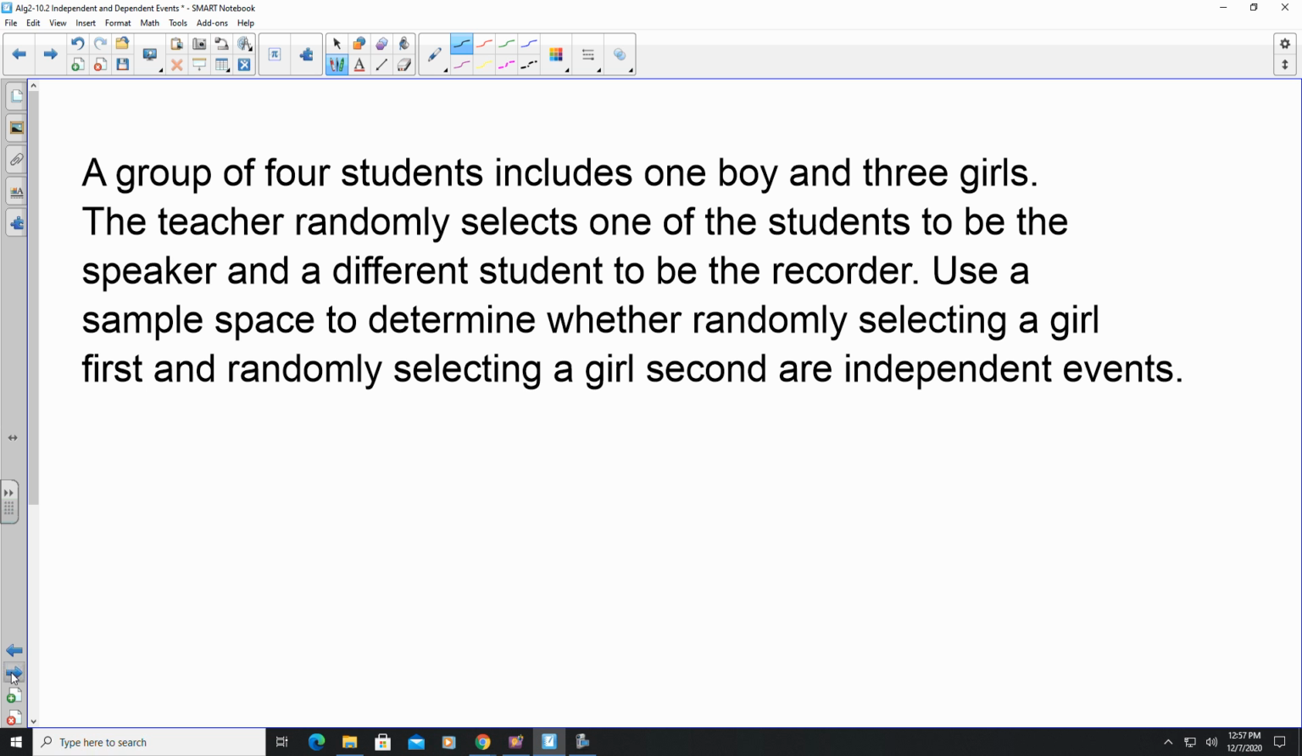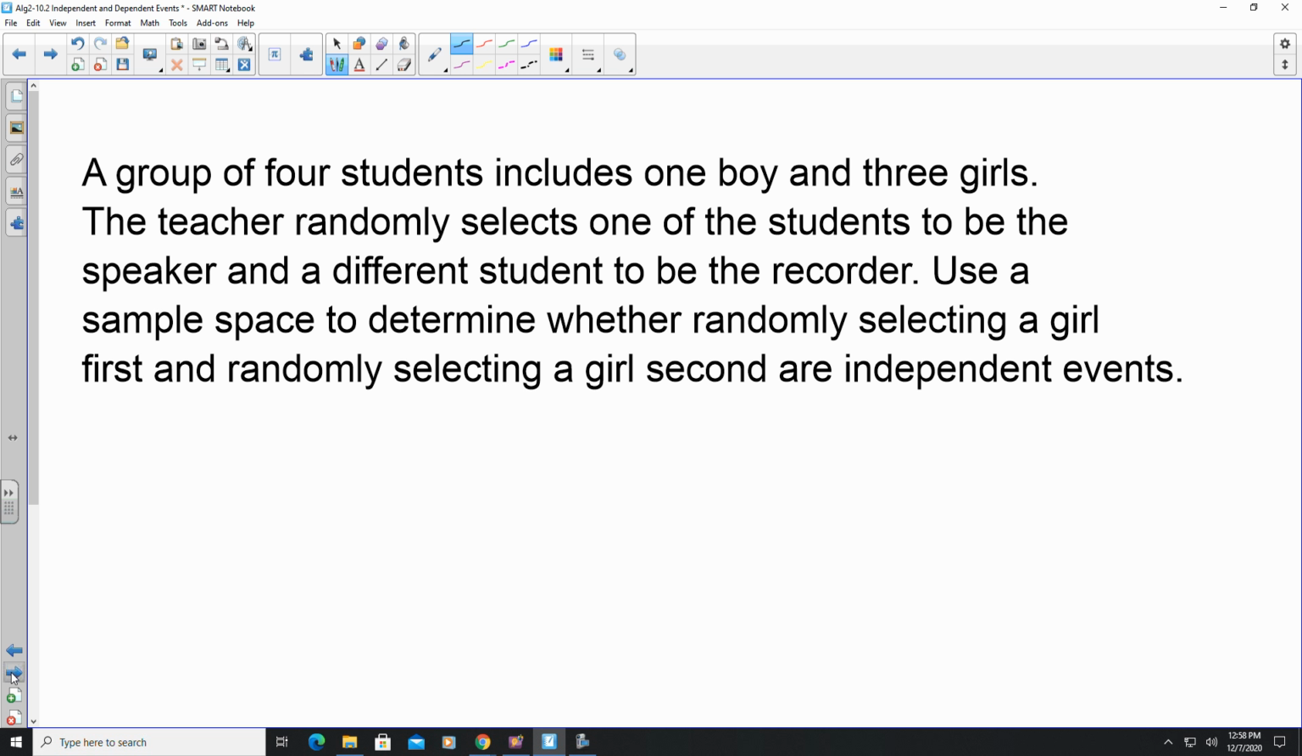In this question, it says a group of 4 students includes 1 boy and 3 girls. The teacher randomly selects one of the students to be the speaker and a different student to be the recorder. Use a sample space to determine whether randomly selecting a girl first and randomly selecting a girl second are independent events.